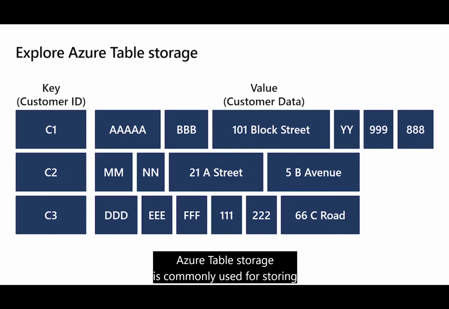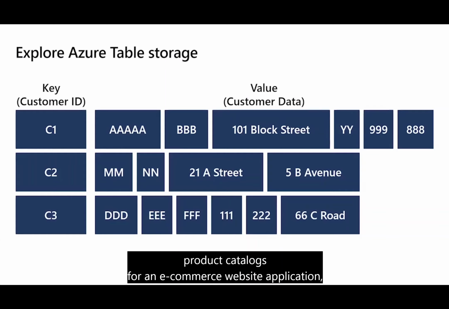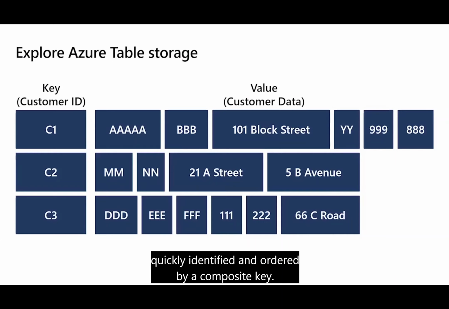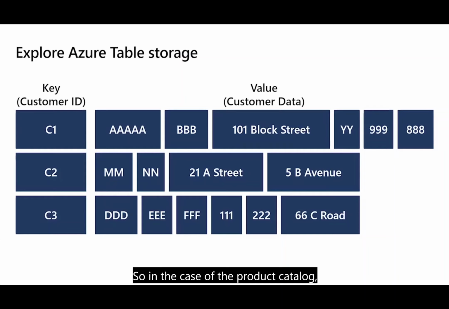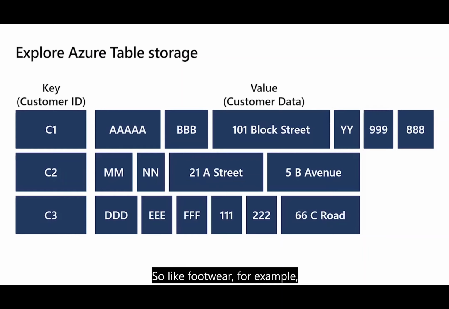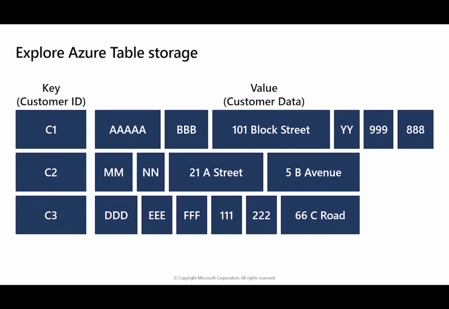Azure Table Storage is commonly used for storing terabytes of structured data capable of serving web-scale applications. So some of these might be, for example, product catalogs for an e-commerce website or application, or customer information where the data can be quickly identified and ordered by a composite key. So in the case of the product catalog, the partition key could be the product category, like footwear, for example, and the row key, which identifies a specific product in that category, could be something like mountain boots.